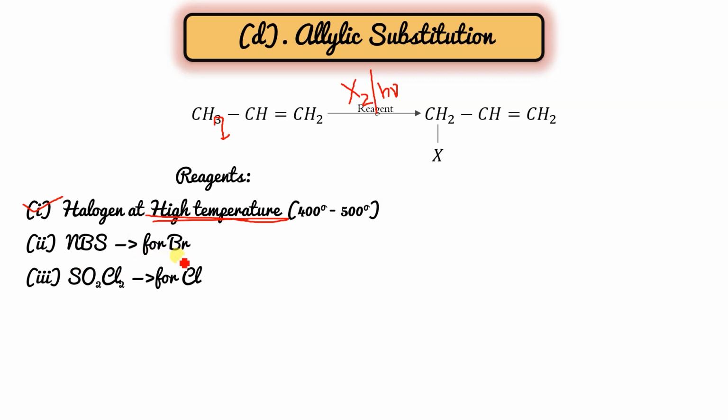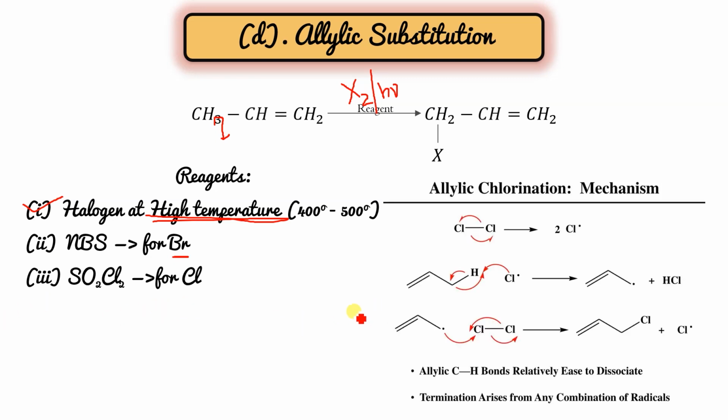But if we want to use only bromine, like if you are using NBS, N-bromosuccinimide, then only bromine will be attached. And if I'm using SO2Cl2, then only chlorine will be used. High temperature or presence of h nu can be used for any halogen, that's why I have written X over here. Yes, it can be used for chlorine, it can be used for bromine, any. But NBS will only give the bromo halide, and SO2Cl2 will give you the chloro. So this is the example, allylic chlorination.